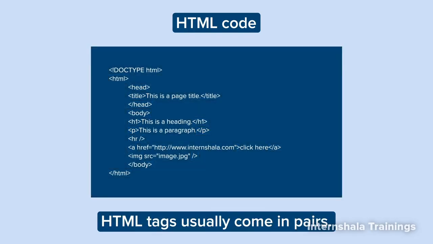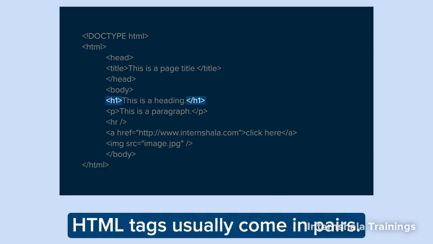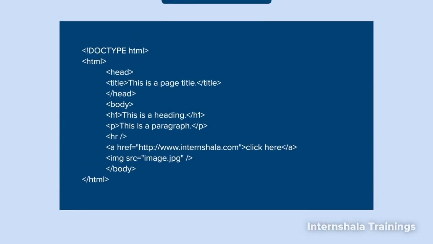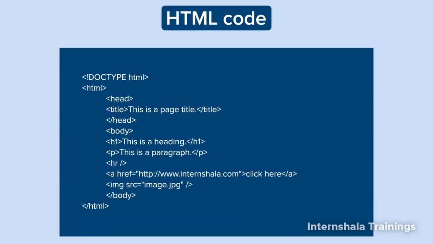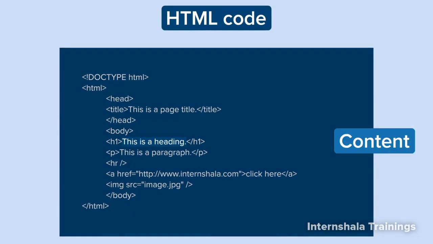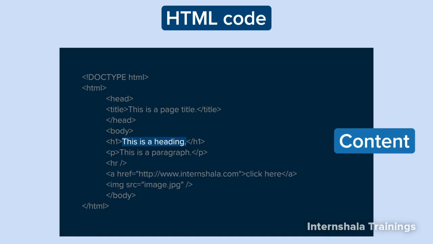The HTML tags usually come in pairs. They have an opening tag and a closing tag. For example, this h1 HTML tag is used to define the main heading. You can see one opening and one closing tag. The closing tags always start with a /. And anything between the opening and closing HTML tag is referred to as content. Here, in this case, the content is this is a heading.